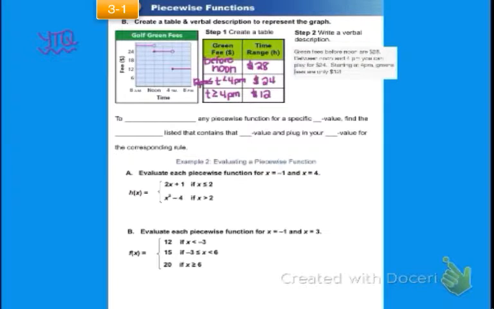And so my verbal description went something like this. Green fees before noon are $28. Between noon and 4 p.m. you can play for $24. Starting at 4 p.m. greens fees are only $12, so half price.